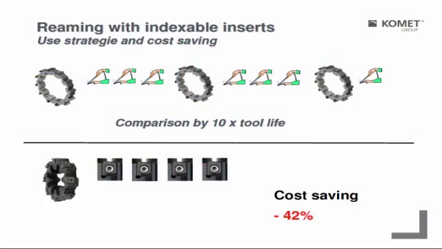Yeah, with a ring with indexable inserts, we have to have 1 ring, and we have 4 sets of inserts. And this makes a cost saving of more than 40%, which is reducing tool costs and is also reducing the logistic costs what you have automatically in your company.